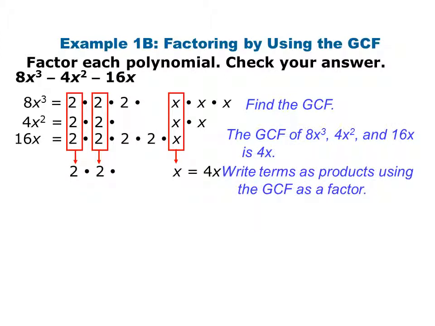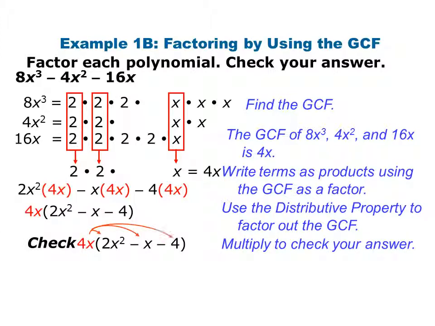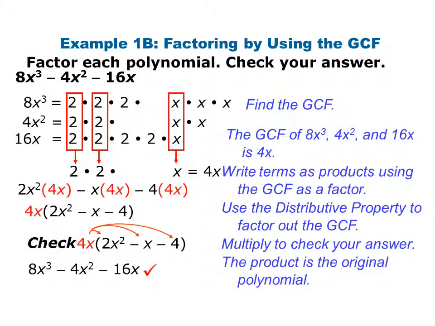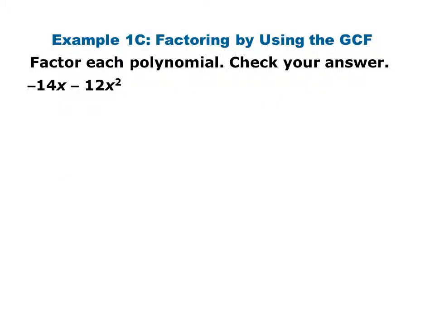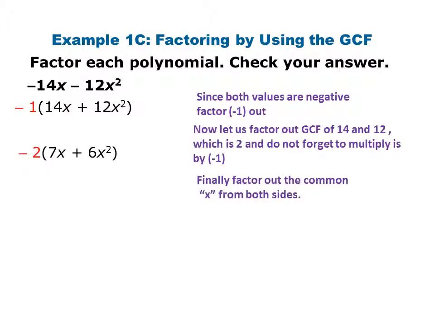So the common factor is going to be 4x, the one in the red, and that's your final answer. Now remember, if you do the distributive property, you will get the answer the same way, and that checks. All right, how about this one? We have negative 14x minus 12x squared. What's common to both of them? Only 2x. But do remember, both of them are negative, therefore you have to factor the negative out. And this is the answer we get.